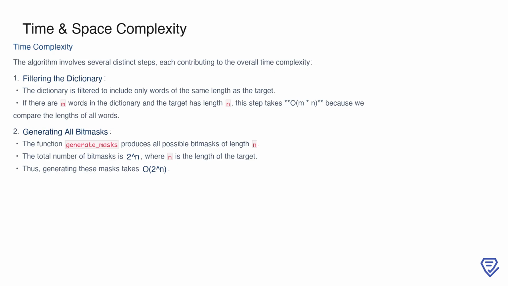To analyze the time complexity of this algorithm, we start by breaking it into its core components. The first step is filtering the dictionary. Here, we compare the lengths of all words in the dictionary to the target word's length. If the dictionary contains m words and the target word has a length of n, this comparison requires m*n operations. Next, we generate all possible bit masks of length n. Since there are 2 to the power of n possible bit masks for a word of length n, this step takes 2 to the power of n time. These 2 steps form the foundation of our algorithm's complexity up to this point.